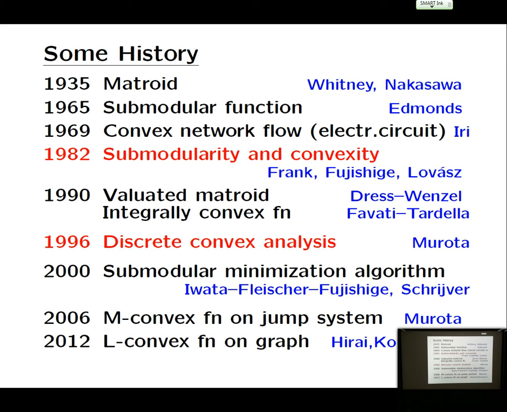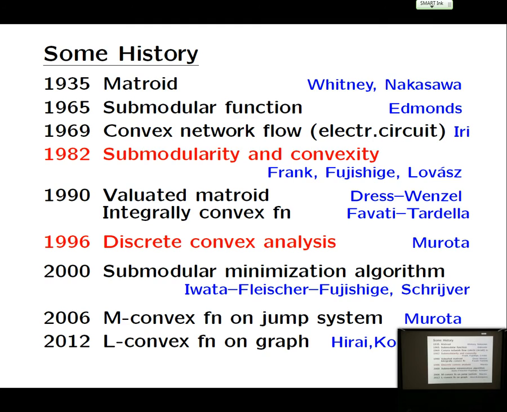And this year, or a bit later, I started to advocate discrete convex analysis while I was in Bonn. Yeah, so the Bonn is an important place for me. And then this year, or maybe 1 year later, the combinatorial algorithm for submodular function minimization appeared. And that made the whole area very practical. Okay? And these are the new generation that I'm going to talk about today. So M-convex function on jump system and L-convex function on graphs.